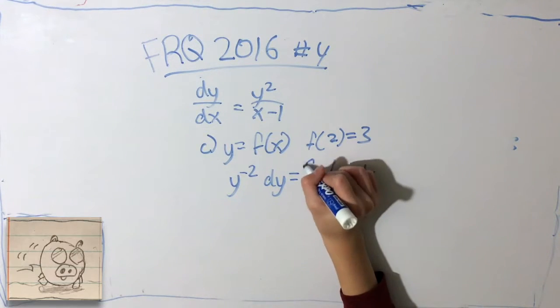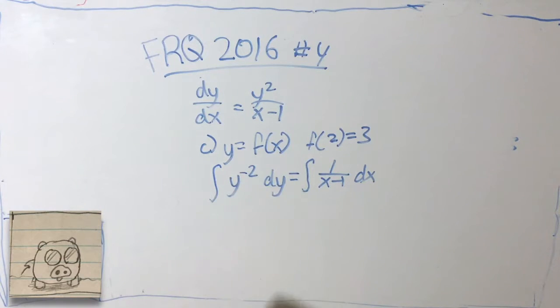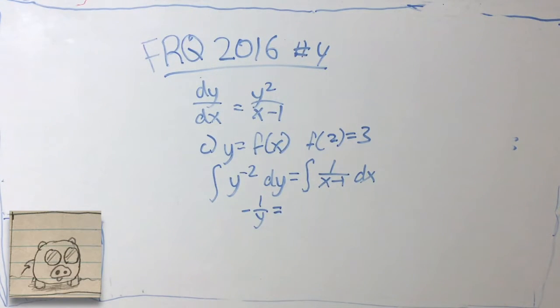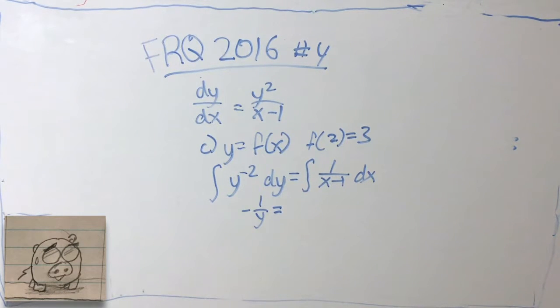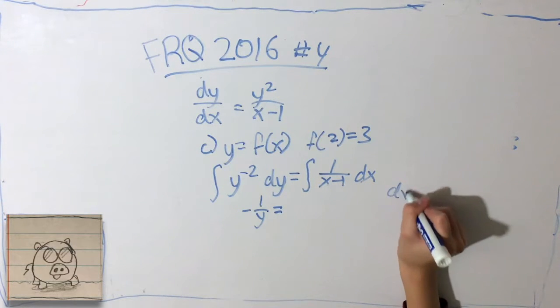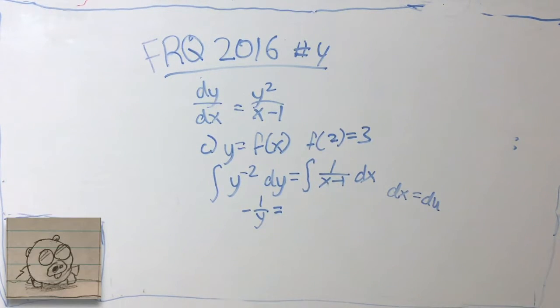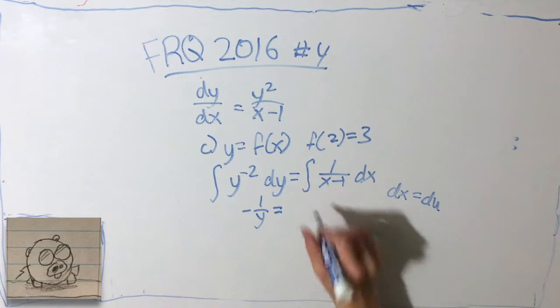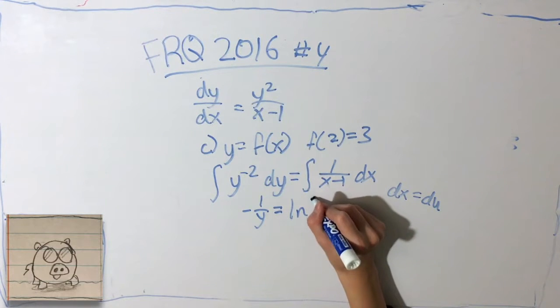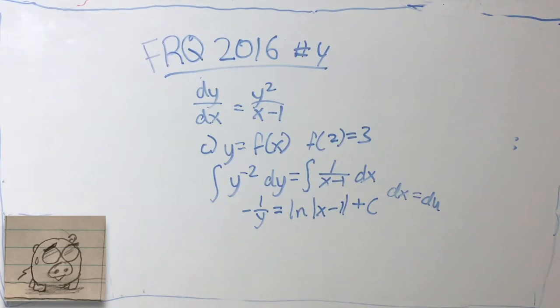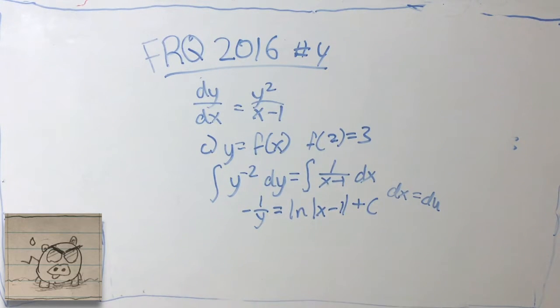Throw in the two integrals, and anti-deriving should get us negative 1 over y on the left side. As for the right, you could use u-substitution, but the interior function is just x minus 1, so the du would be just dx, and you stick the natural log around the u, so we can go straight to ln of absolute value x minus 1 right here. Don't forget the plus C. This will become important in just a moment.